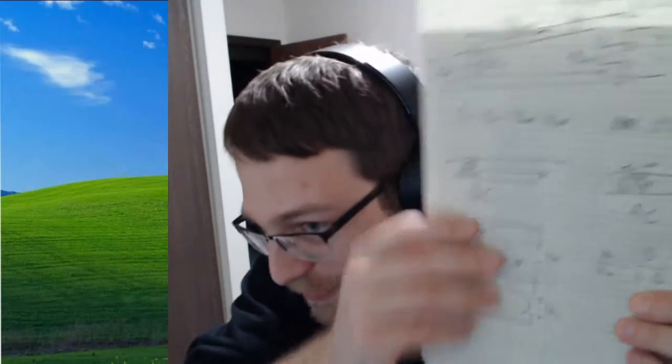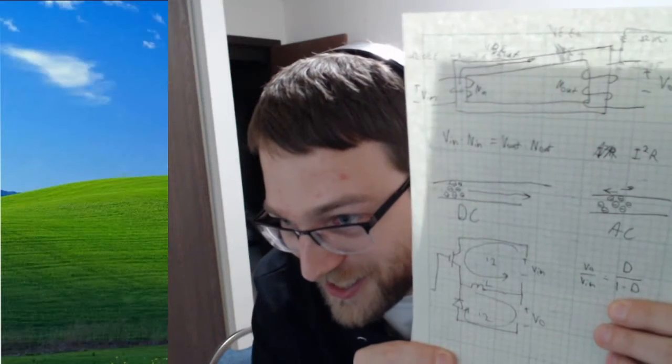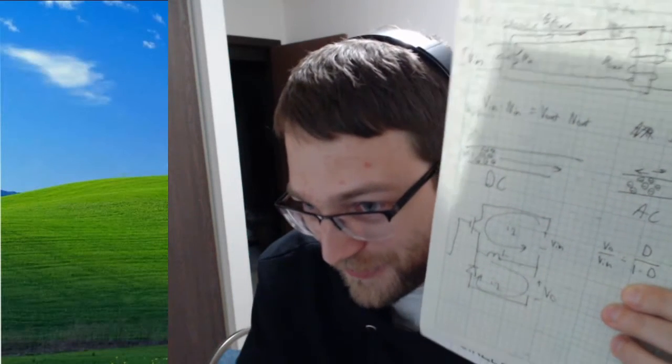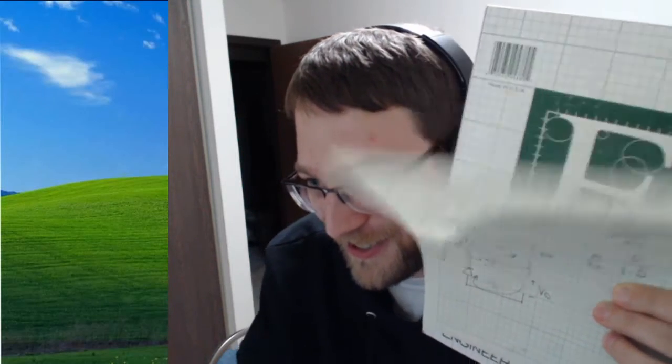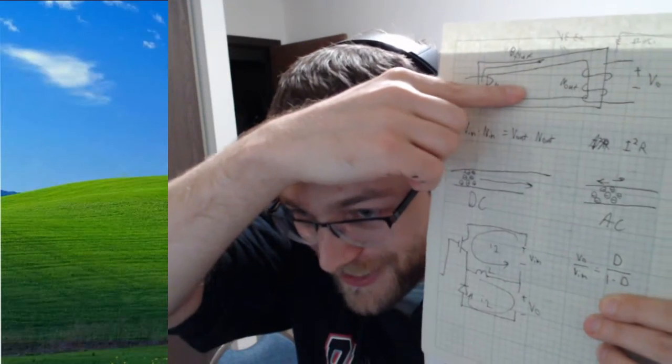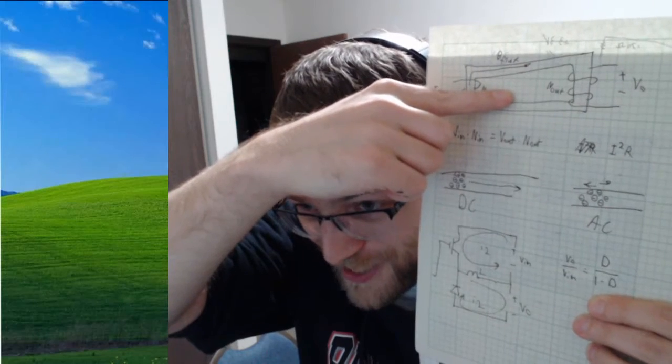But what it ends up looking like is you just multiply the two duty cycle formulas together. Because it's a buck converter and a boost converter slapped together, it's a buck boost converter. So that's the easy way to remember it. You remember what a buck is, you remember what a boost is, and you just multiply them together.